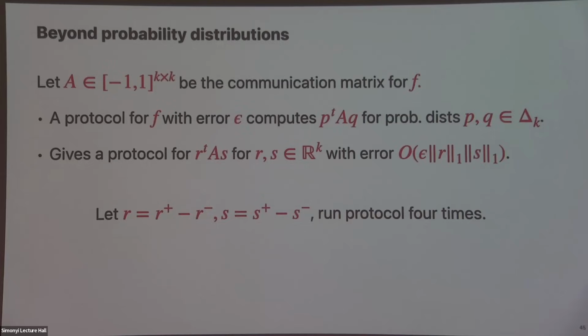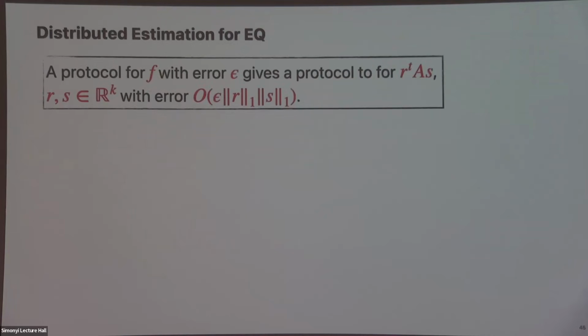Okay. So now onwards, we are going to use this statement that epsilon error communication for F in distributed estimation gives us a protocol for computing this bilinear form, R transpose AS. And we just need to keep control of what the one norm of the vectors R and S is. Okay. All right.